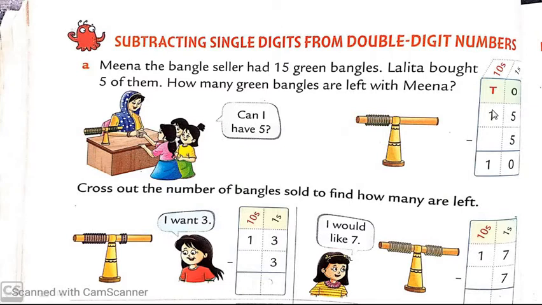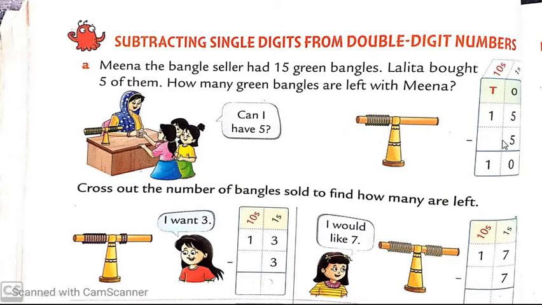First of all, write the number 15: 1 in the tens column, 5 in the ones column. Then, as Lalita bought 5 of them, what should we do now? First of all, make a sign of subtraction. Then write 5 on the ones place. I repeat, where should we write a single digit number? While subtracting a single digit number from a double digit number, keep in mind that you have to write the one digit number on the ones place.